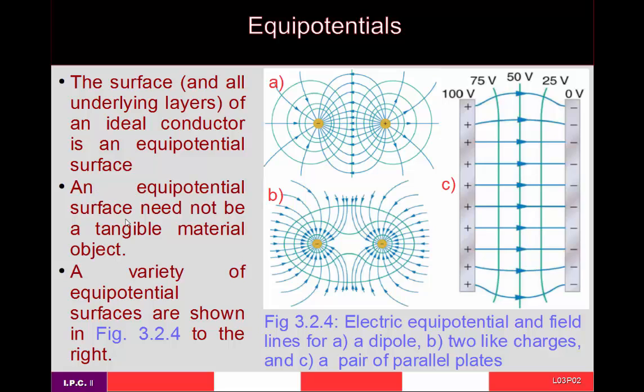You don't necessarily need to have a tangible material object to create an equipotential surface. In fact, there are some equipotential surfaces sketched for several charge configurations in this diagram, and in none of these cases is there actually a physical object present where this equipotential surface is drawn. This is basically a dipole, and so you can see the field lines for the dipole, but you can also see the equipotential surfaces as not exactly concentric rings, but sort of oblong circles in a 2D projection.